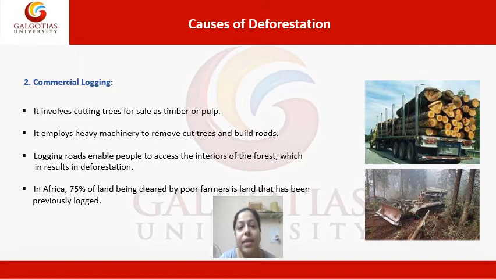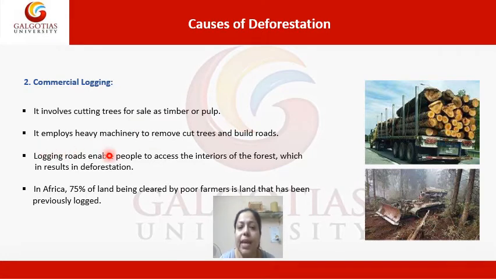And when they say commercial logging, they're saying that they cut down the trees so that they can use that particular wood and sell it in the market for a commercial purpose. So if you're chopping down or clearing the forest, then you are basically doing it for commercial logging. That is another cause of deforestation. It involves cutting the trees for sale as timber or pulp.